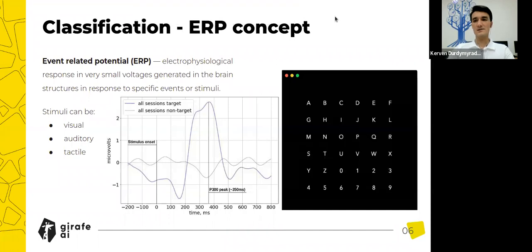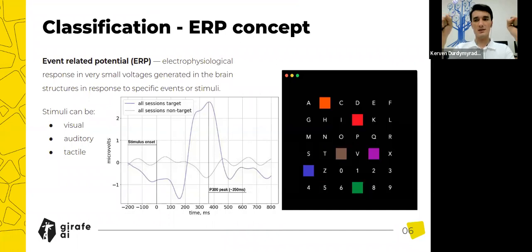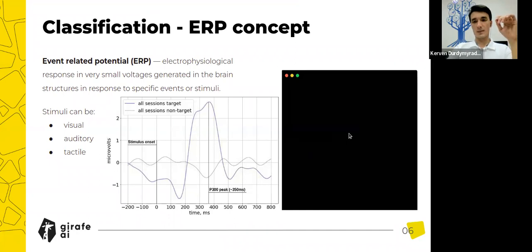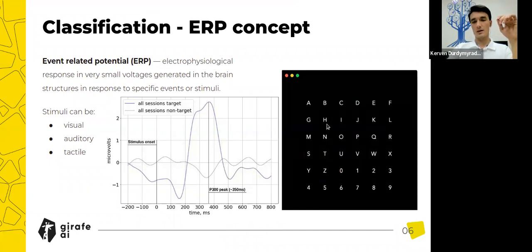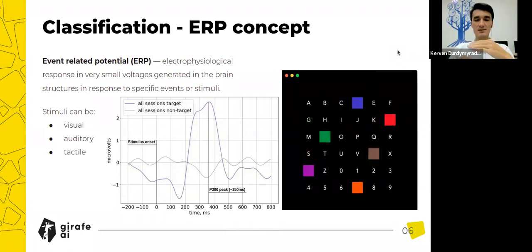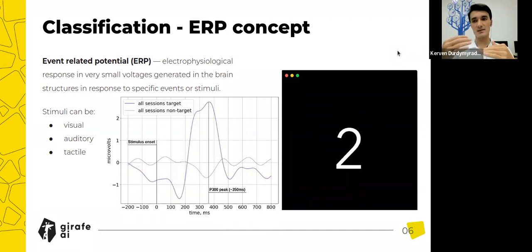Now, classification. Our main task for this classification is the ERP concept. ERP is, for example, we have a stimulus. For example, this video, the right one, is the stimulus. We are focusing, for example, on the edge, and when this square comes to the edge, there is a response in our brain. Our task is that we have brain signals, EEG signals, and we need to classify these signals.